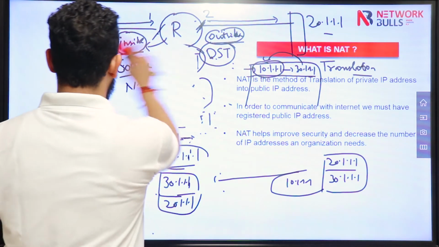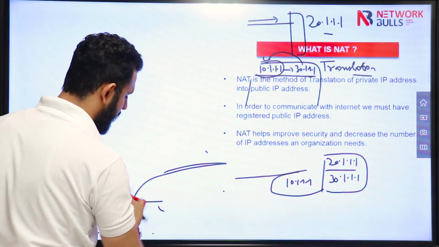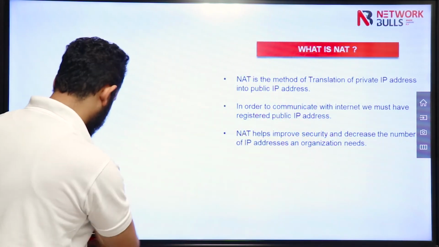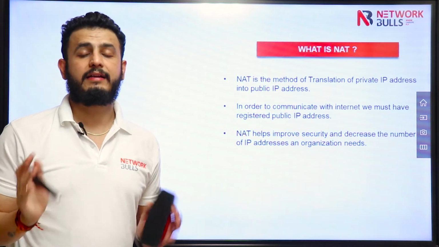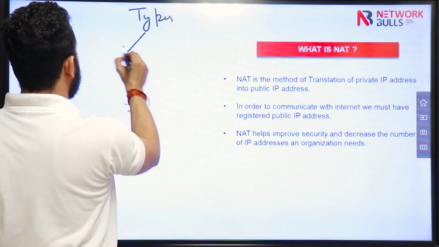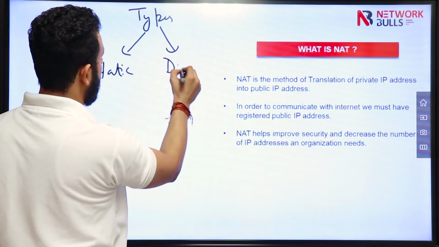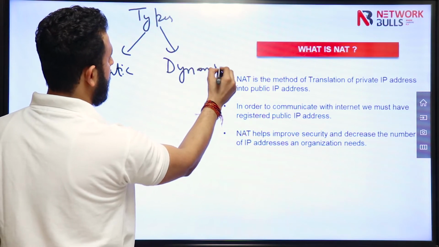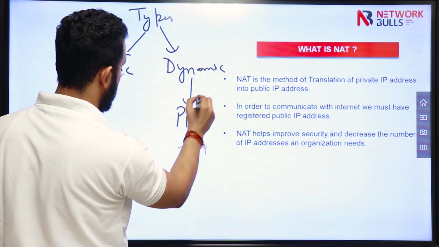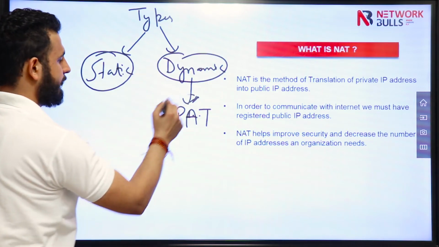Now we can discuss different types of NAT. So basically there are two types of NAT. One is static NAT, the other is dynamic NAT, and dynamic NAT is again categorized into one more category, that is called PAT. So if I have to write here types, I can write it as static or dynamic. Dynamic NAT is further categorized into one more category, that is PAT. So first of all, we will start with static, then we will discuss dynamic, then we will discuss PAT.